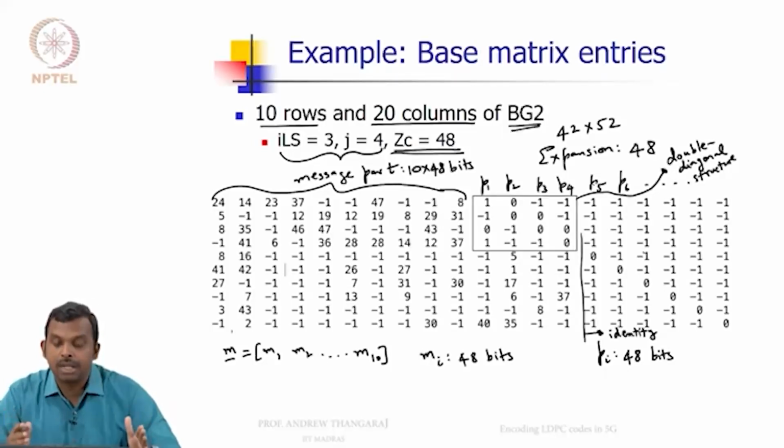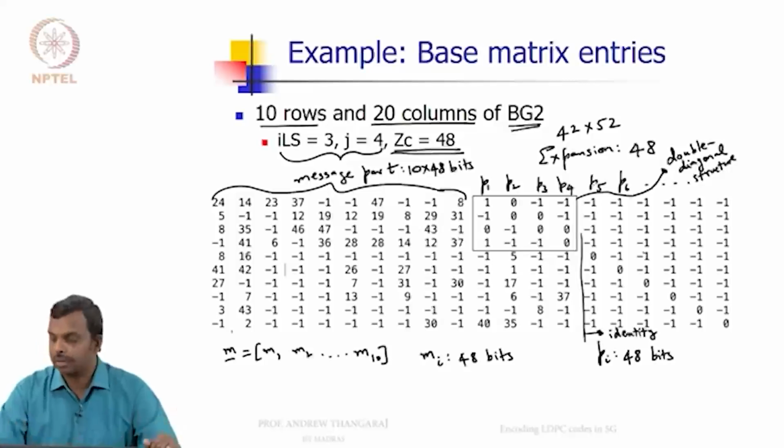So to illustrate this double diagonal, we will take a toy example, a much smaller example as opposed to a direct example from the standard. We will take a smaller example, illustrate how that works, and then come back and tell you how to apply it in this case as well. So this is how it's going to work. Of course, we will write a MATLAB program to do this encoding soon enough, but this is how it works.